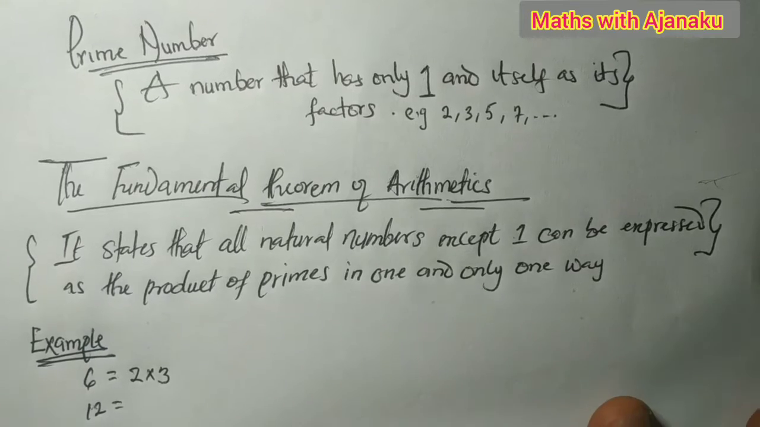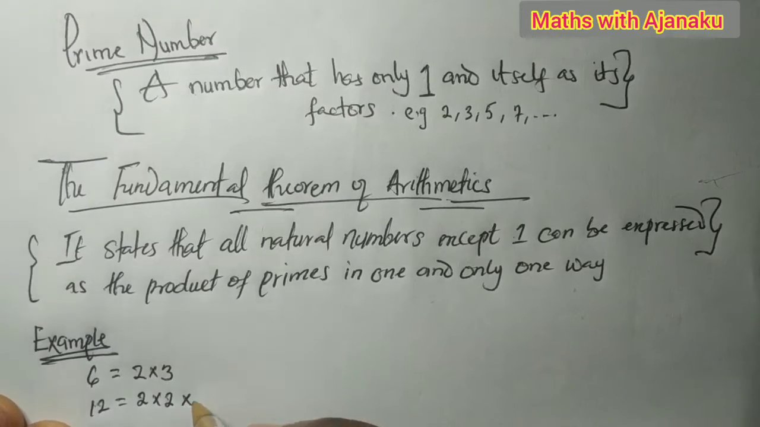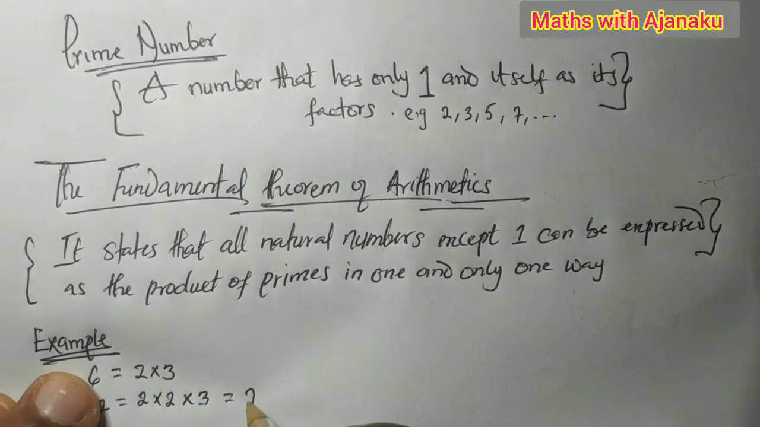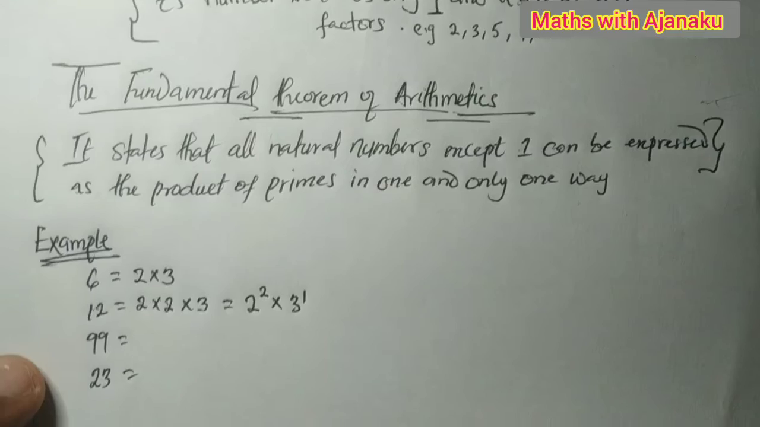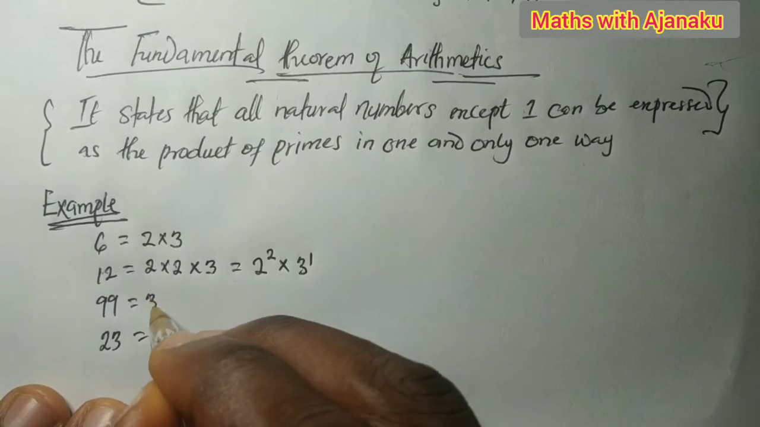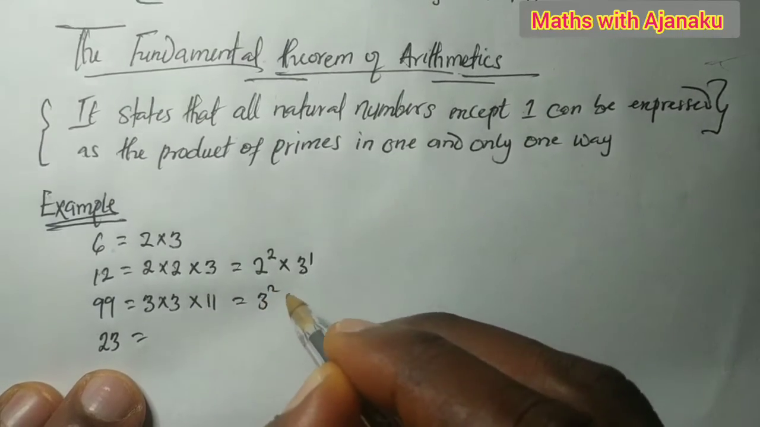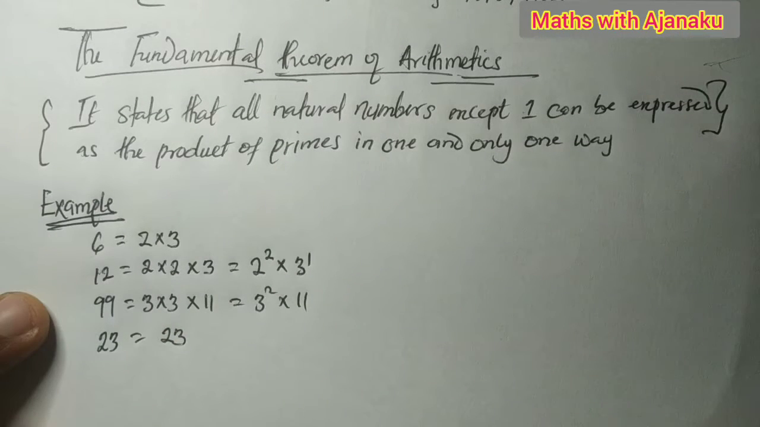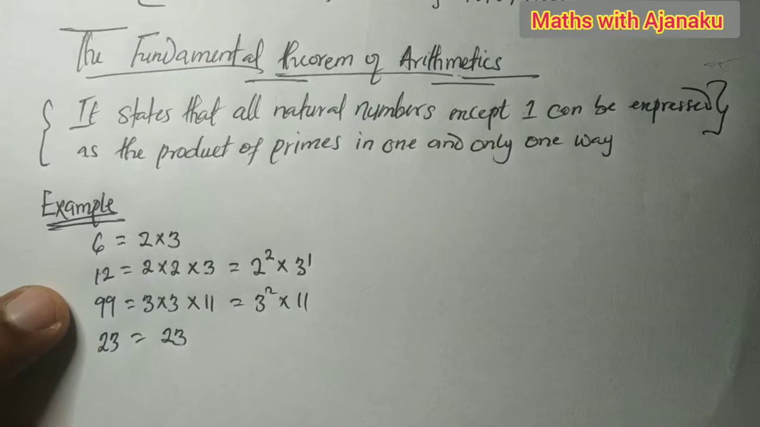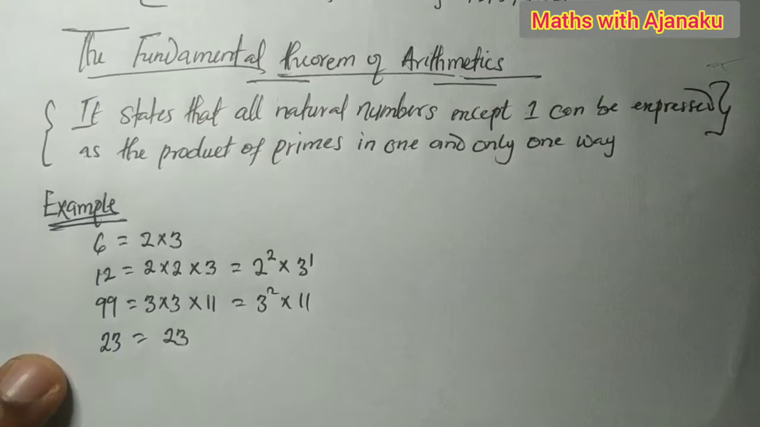Then 12 can be expressed as 2 times 2 times 3, which can be written as what? 2 raised to power 2 times 3 raised to power 1, in its index form. Now, 99 can be written as 3 times 3 times 11, which is equal to 3 raised to power 2 times 11, and 23 can be written as 23. 6, 12, and 99 are referred to as composites. Why? Because they have 2 or more prime factors.